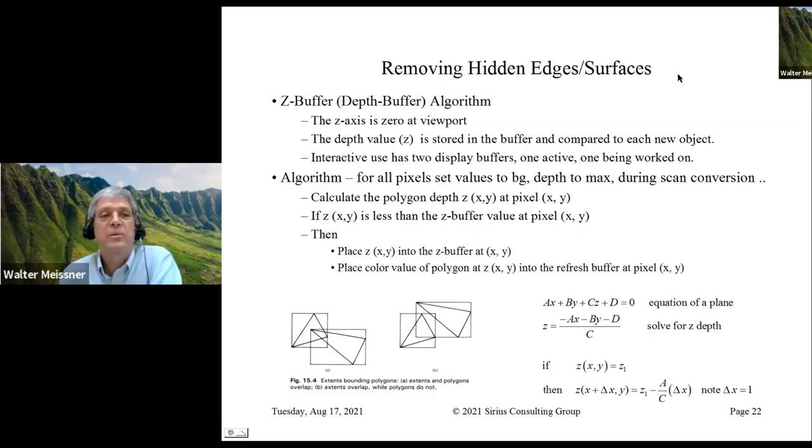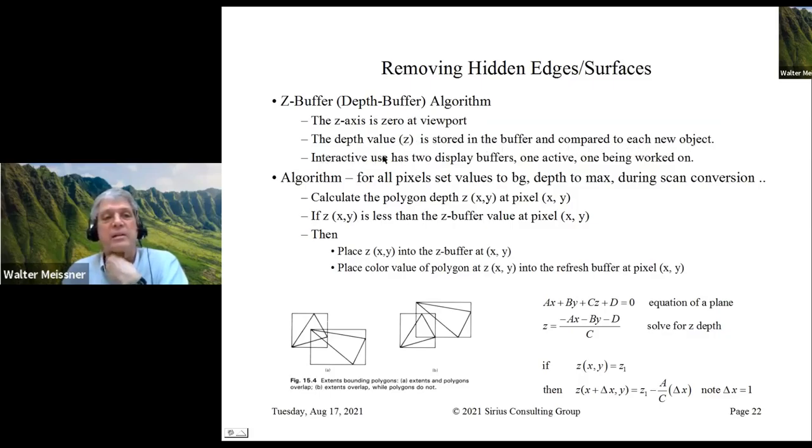Another way to remove hidden surface is a Z buffer or depth buffer algorithm. So this is actually, I think, the way that this array processor used to remove hidden surfaces. And so the way this is done is the Z axis is zero at the viewpoint. The depth value of Z is stored in the buffer and compared to each new object.